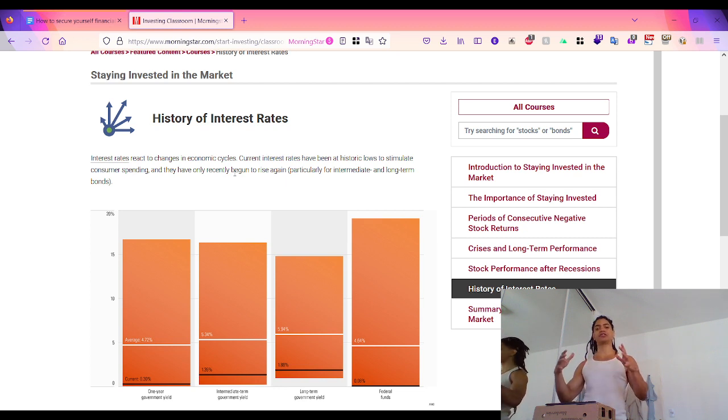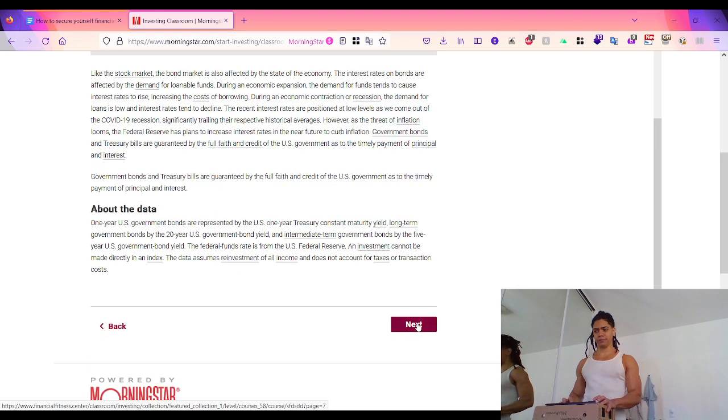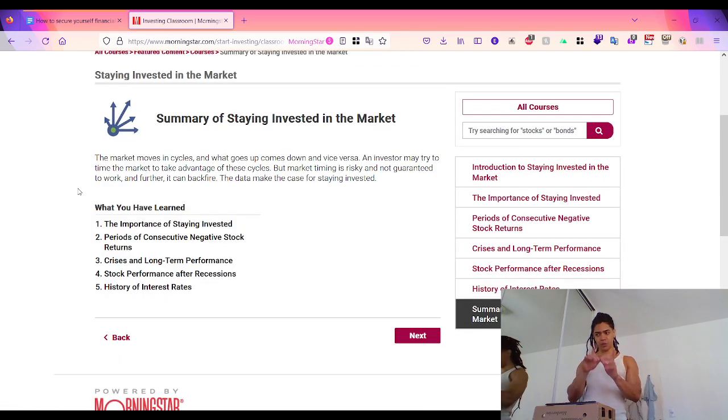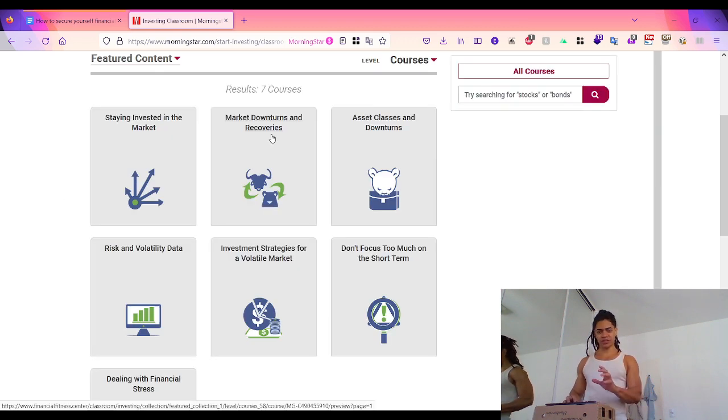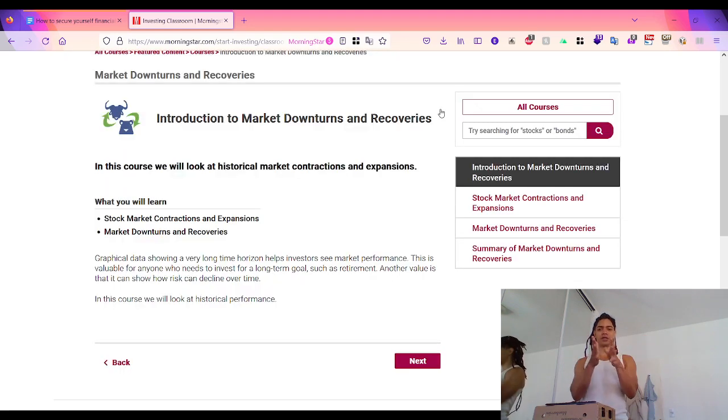During an economic contraction, the demand for loans tends to decrease, lowering the interest rate. During an economic expansion, it's the opposite. People ask for loans, making interest rates rise. That's very, very interesting. With that, now I'm starting to understand what contraction and expansion mean in terms of the market and recovery, which, by looking at historical data, is very, very helpful, especially for investors who want long-term investments, for example retirement.